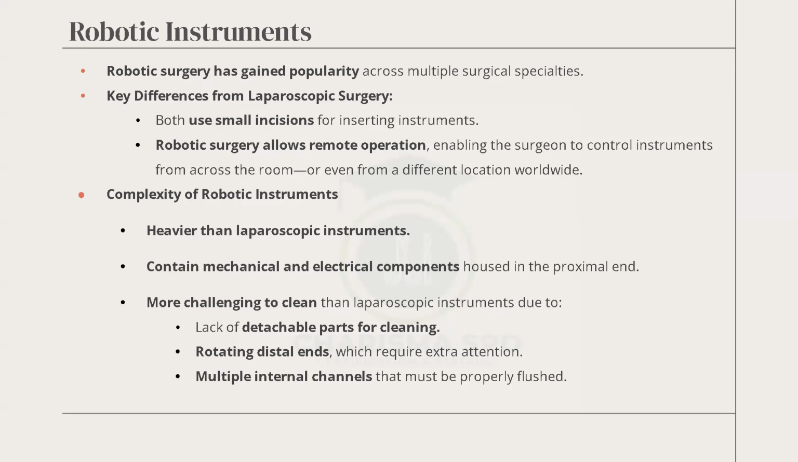Complexity of robotic instruments: they are heavier than laparoscopic ones. Yes, they come in the form of laparoscopic instruments, but they are heavier and longer. Their tips are a bit more complex than the laparoscopic ones. They contain mechanical and electrical components housed in the proximal end, the part that connects to the machine controlled by the surgeon. It comes with electrical components, and you have to pay attention.